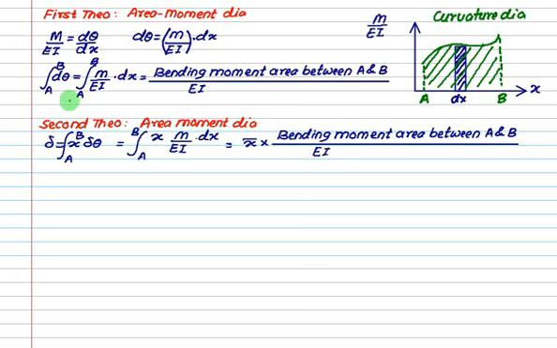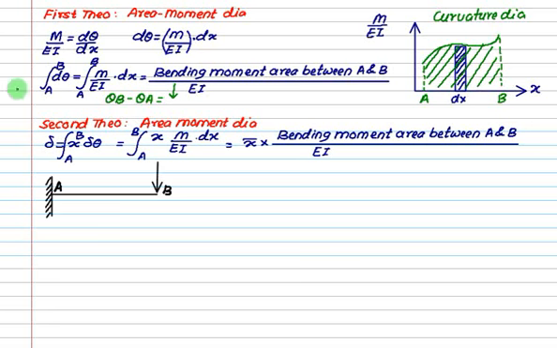In the area moment equation, we always get the difference between theta B and theta A. So theta B minus theta A is the area under this diagram. While finding the slope at any point, you have to select the points A and B such that at one of the points your slope is 0. Then can you find out the slope at the other point?